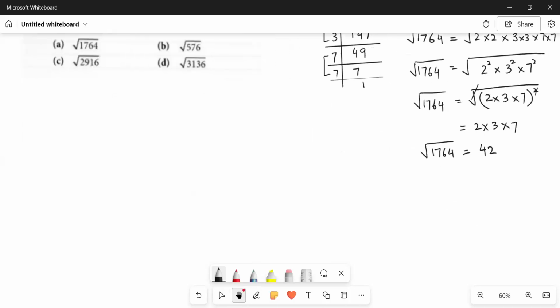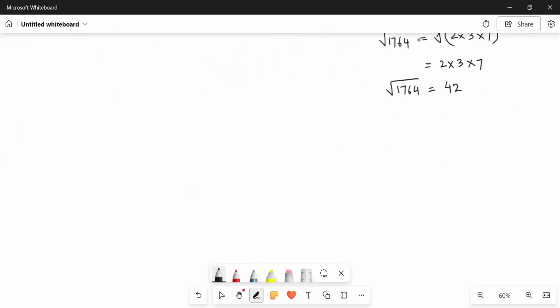ठीक है, next we have 576. We will do the same method. First, we are going to find the factors using prime factorization method, and then we will just make the factors in pairs. This is an even number, so again we have to start it with 2.